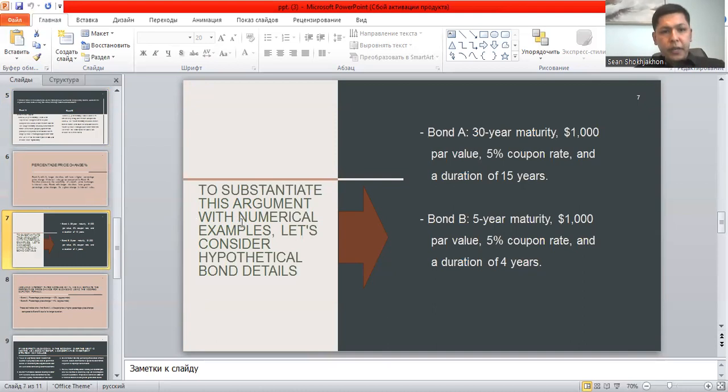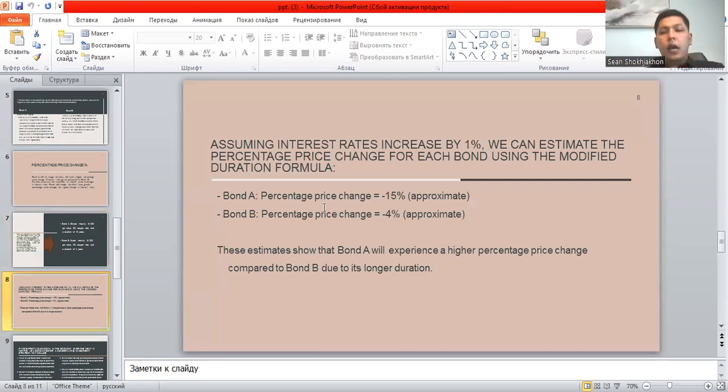Well, to substantiate this argument with numerical examples, let's consider hypothetical bond details. Bond A: 30-year maturity, $1,000 par value, 5% coupon rate, and duration of 15 years. Bond B: 5-year maturity, $1,000 par value, 5% coupon rate, and duration of 4 years. So, we'll be assuming interest rates increase by 1%.